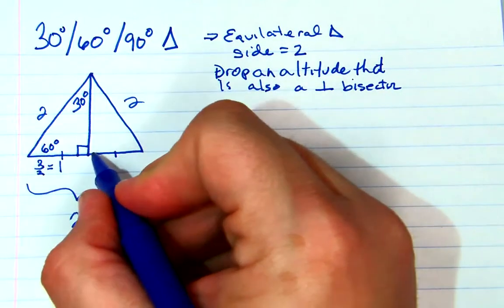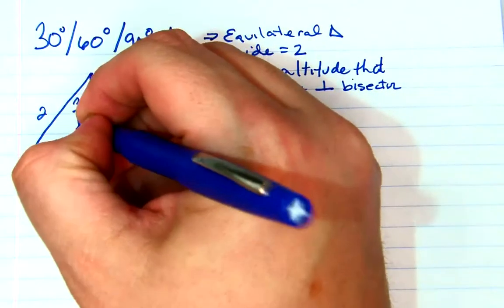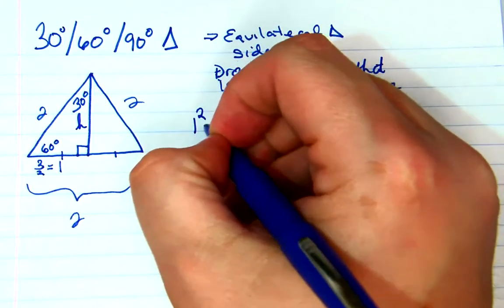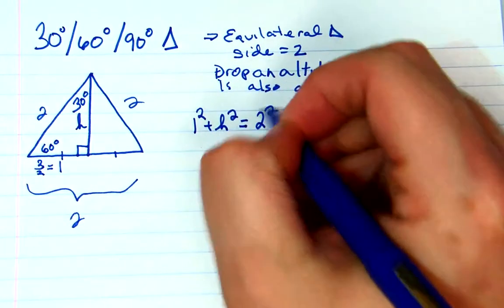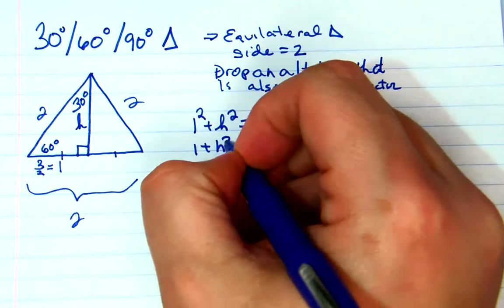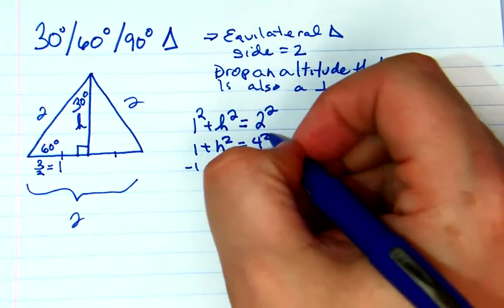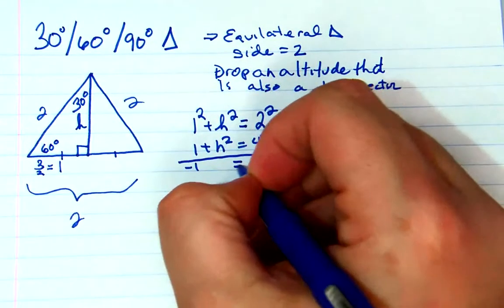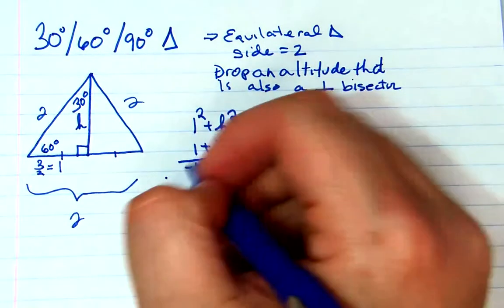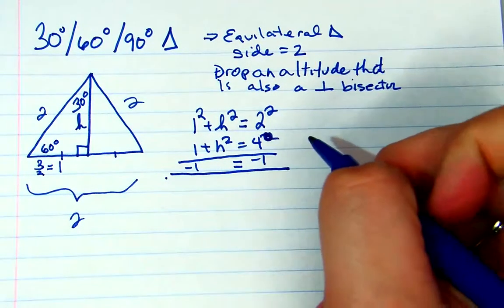Now, remember, it's leg squared plus leg squared. I don't know what that is, so I'll give it an h. So 1 squared plus h squared is going to be equal to 2 squared. So 1 plus h squared is equal to 4, and then subtract 1. No, not 4 squared, just 4. Use the reflexive property. Excuse me, I messed that one up pretty good, but I'm not going to start over because I think we'll be okay.